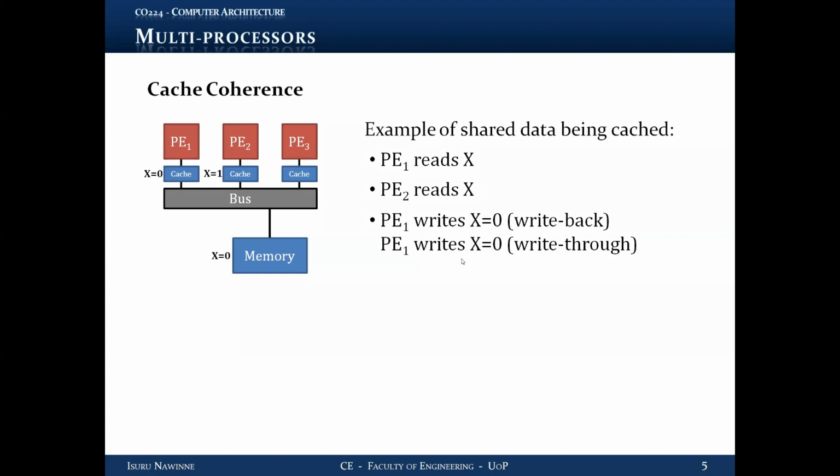Now, what happens if the write policy was write through? When P1 writes X equals 0, that write will happen in the cache as well as the memory, right? The cache will write to the memory. So both cache and memory will have the up-to-date value, but the caches in other processing elements will still have the old value, right? Stale, incorrect values.